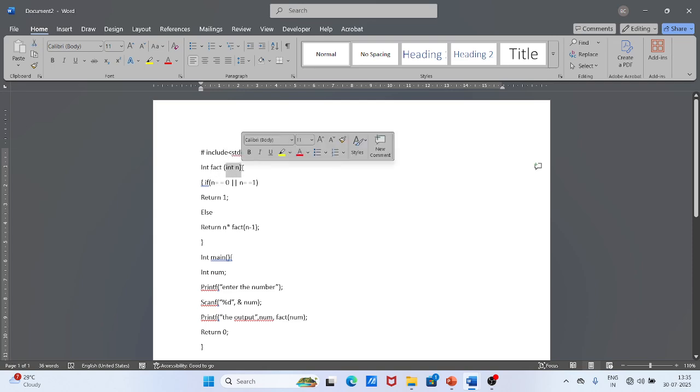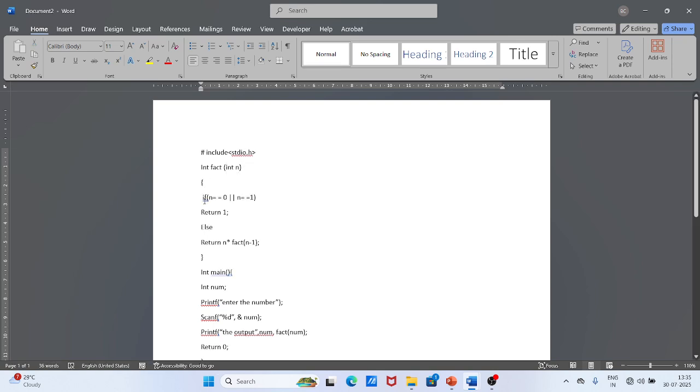We pass one variable, n, and there is a condition. We know that when the n value is 0, then the factorial is always 1, and when the n value is 1, then the factorial is also 1, and after that it calls itself. That's why there is a recursive call present. This is called recursion. When a function calls itself, this is called recursion.